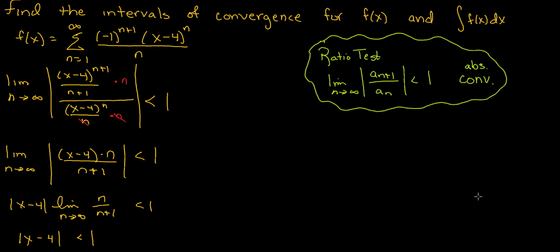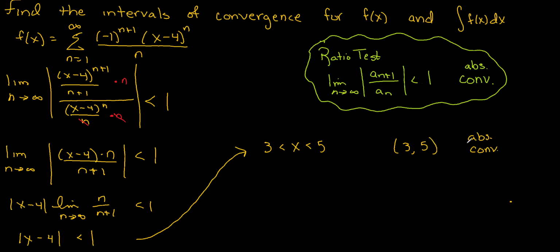So let's just make a little bit of space here. I'm going to keep working. So let's come on over here. So x minus 4, in absolute value, less than 1, that means that 3 is less than x is less than 5. So I certainly know that I've got convergence on the interval 3 to 5. But the question is, what about at x equals 3? And what about at x equals 5? We always have to test our endpoints here.